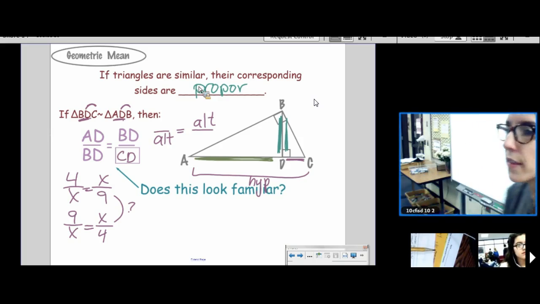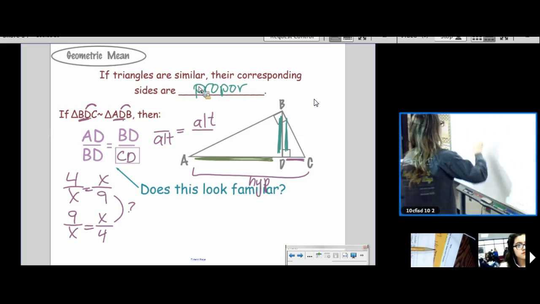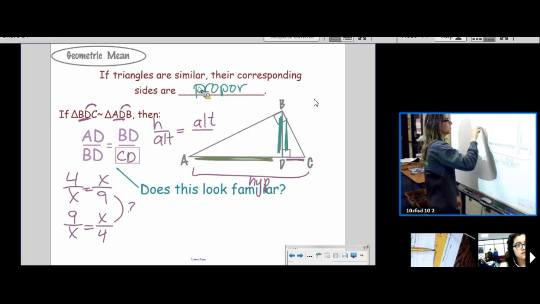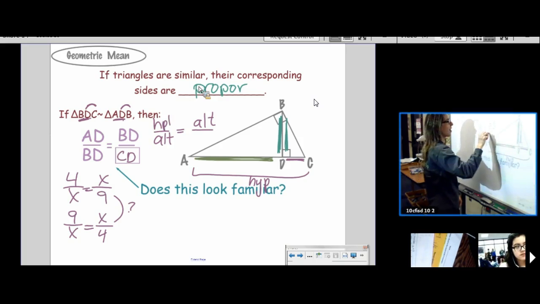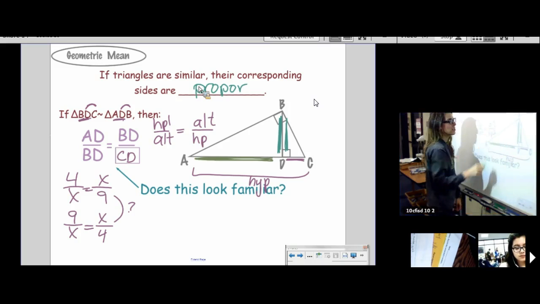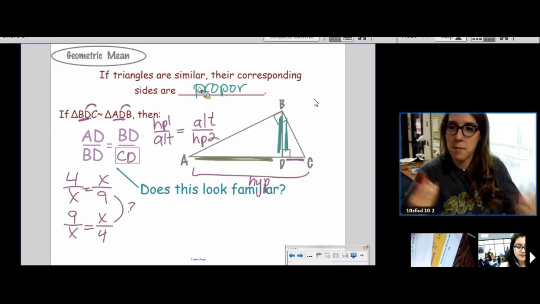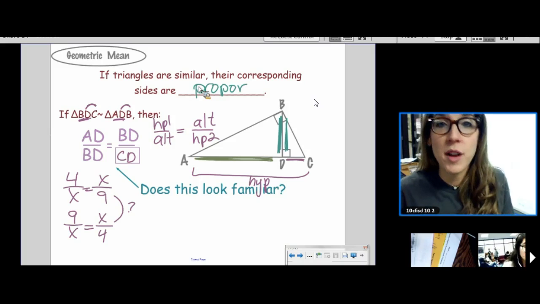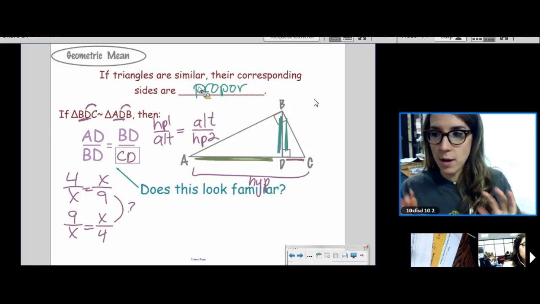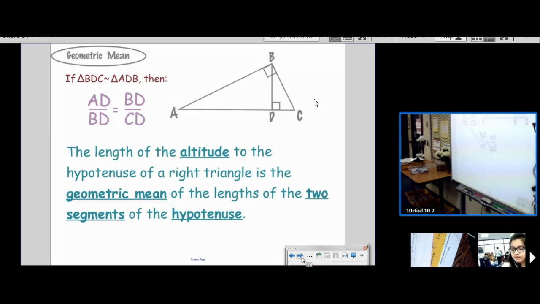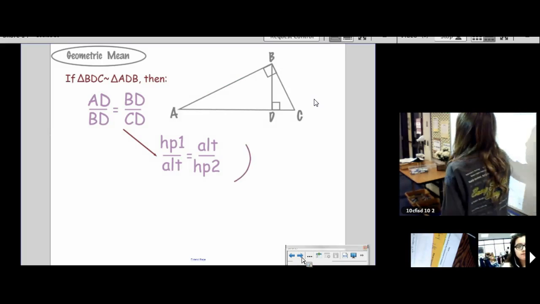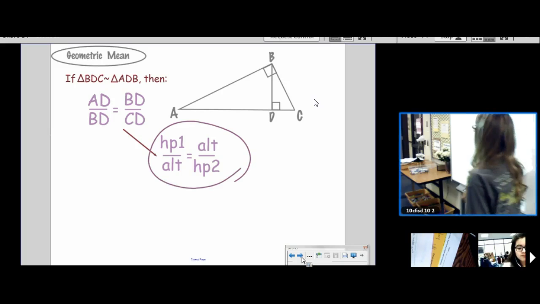So what I'm going to call these is I'm going to call AD hypotenuse part 1. Is that okay with you? And then DC, I'm going to call it hypotenuse part 2. So we're calling it part 1 and part 2. The hypotenuse got broken up into parts. It doesn't matter which one you put on top and which one you put on bottom. All right, go ahead and write that down in your notes.